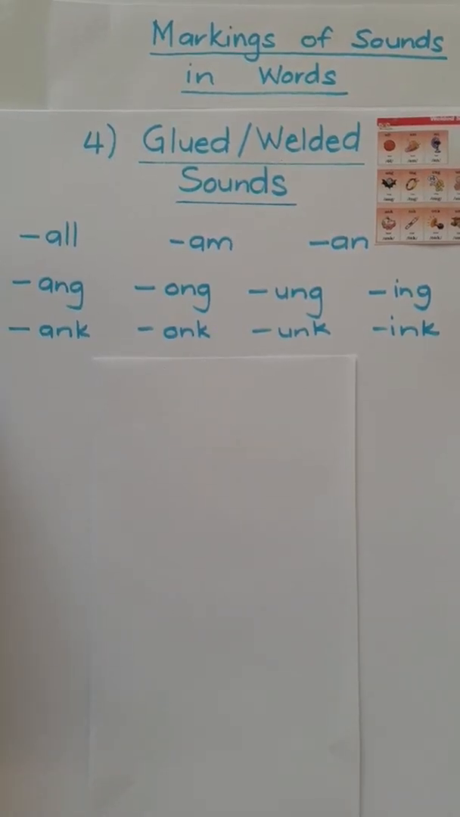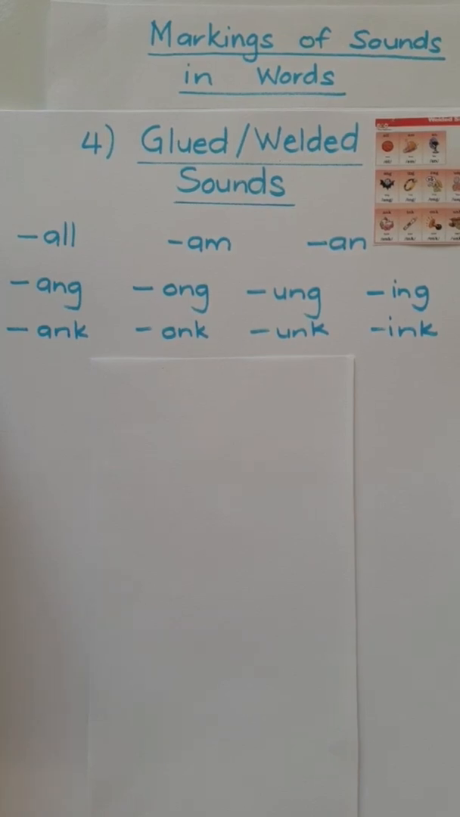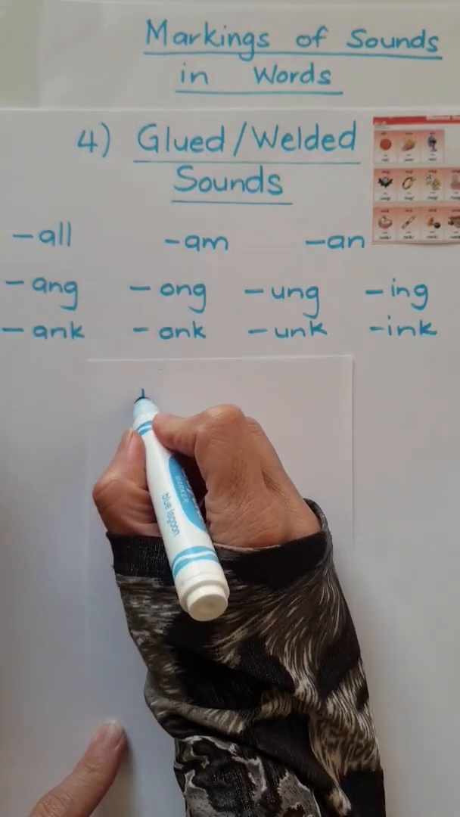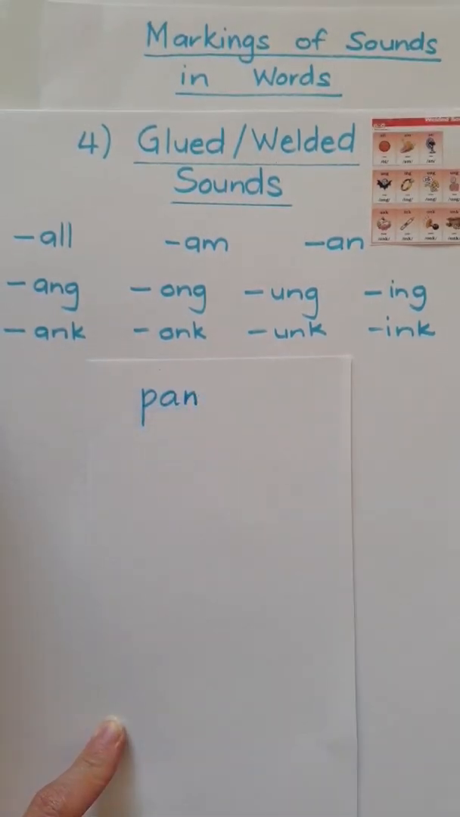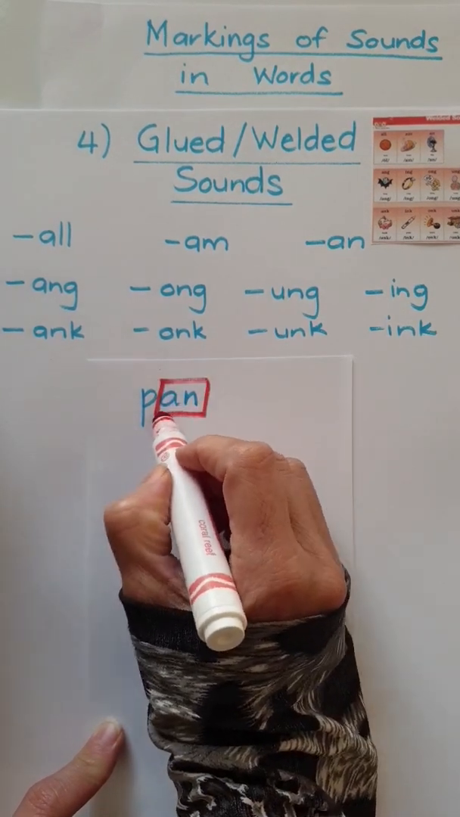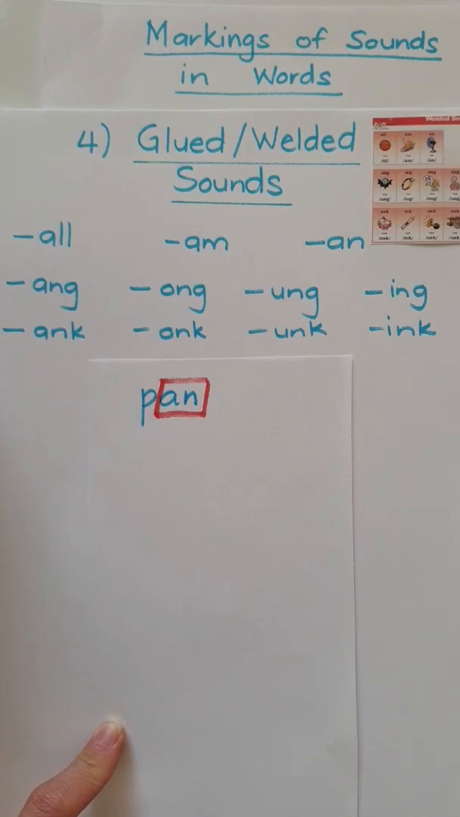We are now going to look at how we mark glued or welded sounds. The first word that we're going to look at is pan. Now we know a glued or welded sound in the word pan is the an sound. So we box our glued or welded sound.